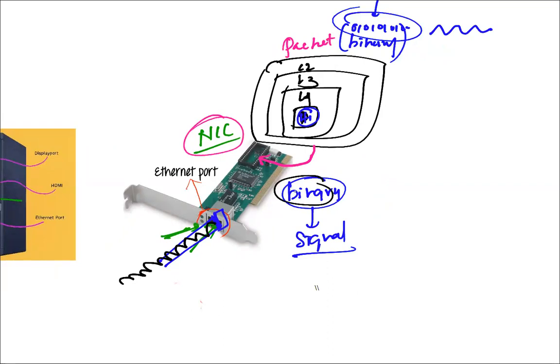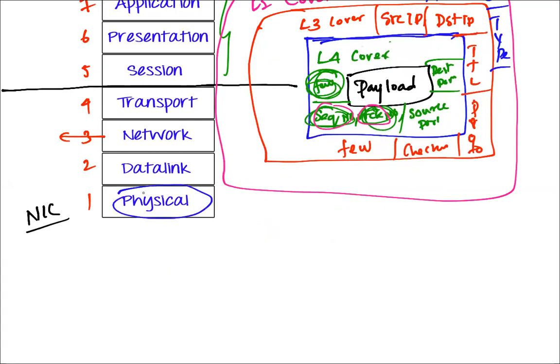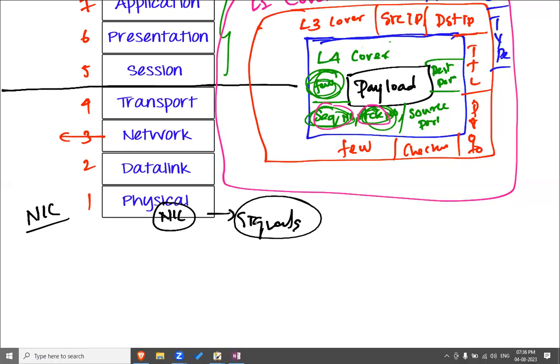So binary to signal is what the NIC's work is. The binary data is converted into signals. That's what the NIC does, and that is the work of the physical layer. In the physical layer, the network interface card converts this binary packet into a signal packet. The packet is the same, but the format is different: instead of binary, it is now in signal format. Okay, clear for the point?